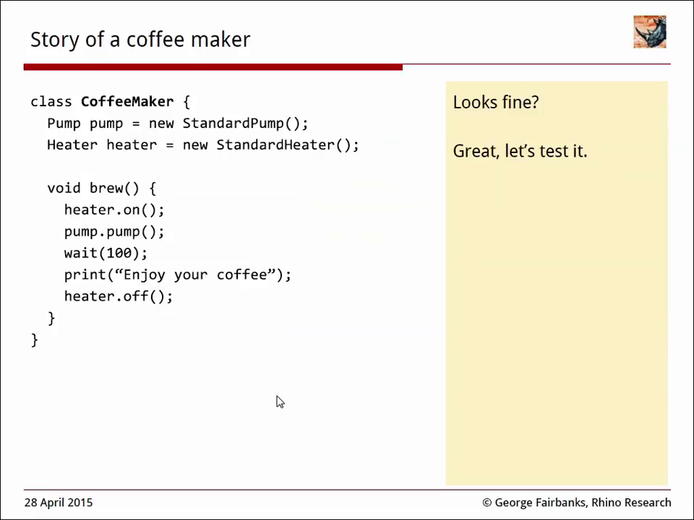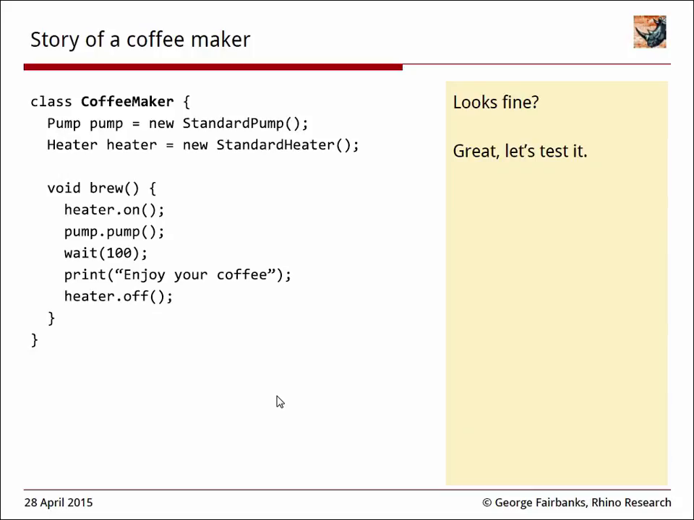For those of you that aren't intimately involved with doing dependency injection, here's a little tour of how this might go. Let's imagine you are making a coffee maker class. It has two constituent parts, a pump and a heater. You create those things and assign them to instance variables. Then you've got a main method of brewing where you turn the heater on, you pump some stuff, you wait a little bit, you enjoy your coffee.